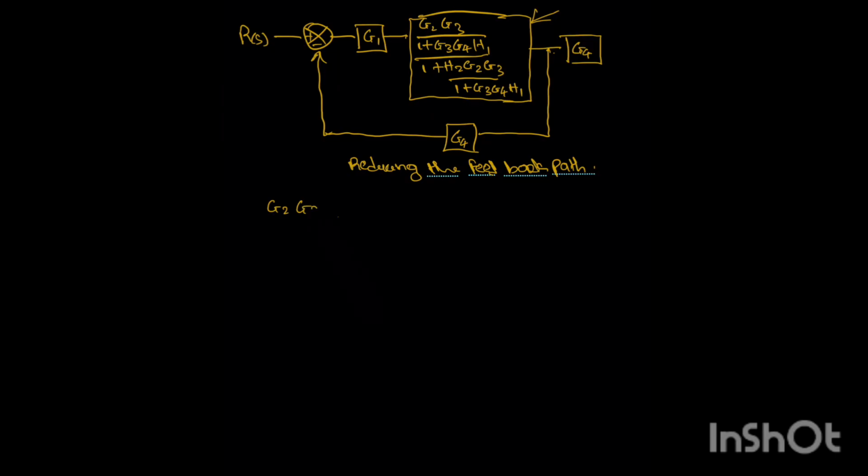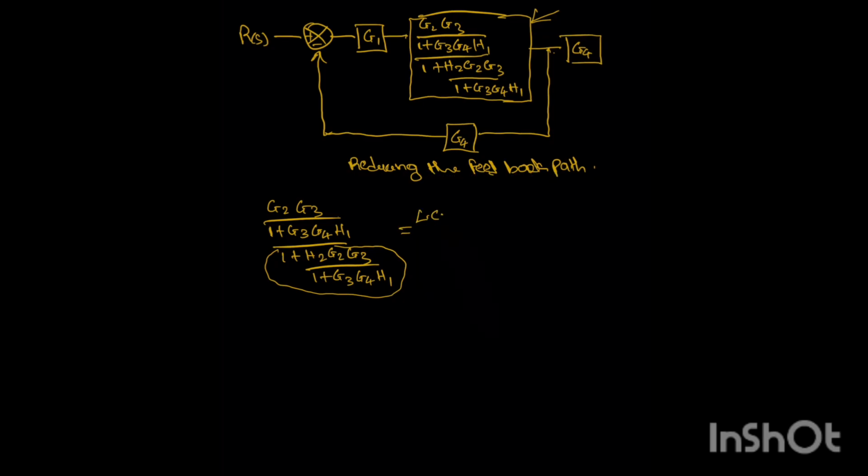So we say G2 G3 all over 1 plus G3 G4 H1, all over 1 plus H2 G2 G3 all over 1 plus G3 G4 H1. So all we want to do now is, first of all, take the LCM of this. Taking the LCM, we would have this all over 1 plus G3 G4 H1.